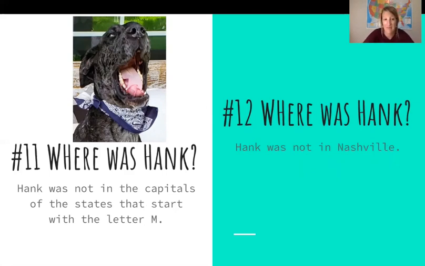Number 11, Hank was not in the capitals of the states that start with the letter M. So any of the states that are left that start with the letter M, he was not in those states. So we can cross the states with M's that are left over out.